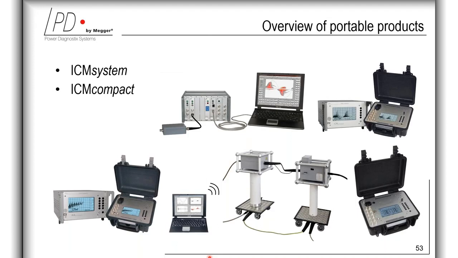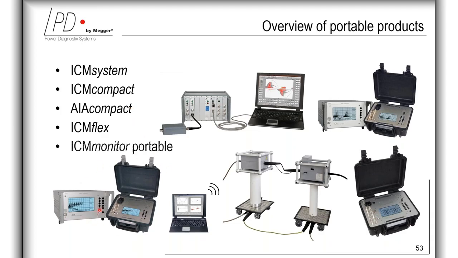So in this slide, you see the overview of our portable products. We already mentioned ICM System and ICM Compact on the previous slides. The AAA Compact is the PD detection and localization device for gas-insulated switchgears or air-insulated switchgears, cable terminations, and transformers, which combines all non-conventional PD measurements such as acoustic, high frequency, and ultra high frequency.